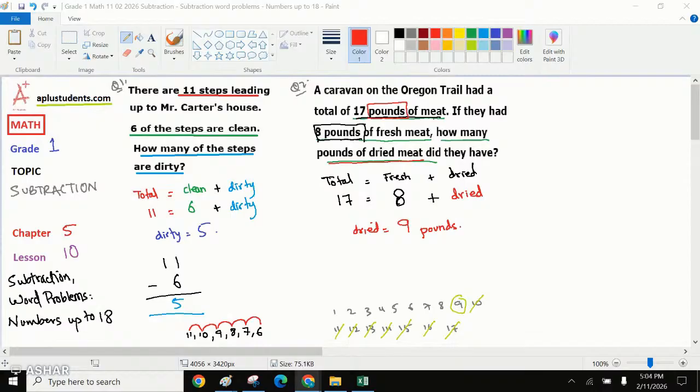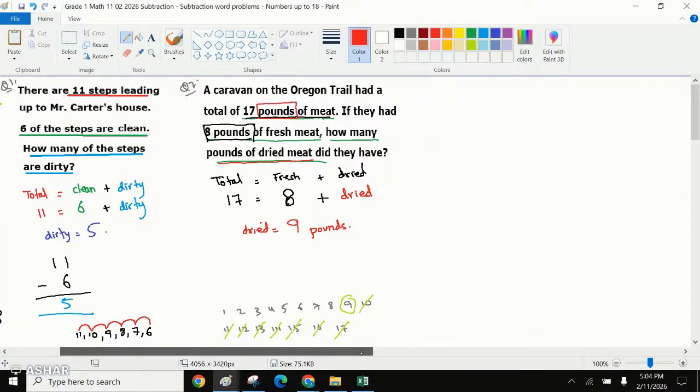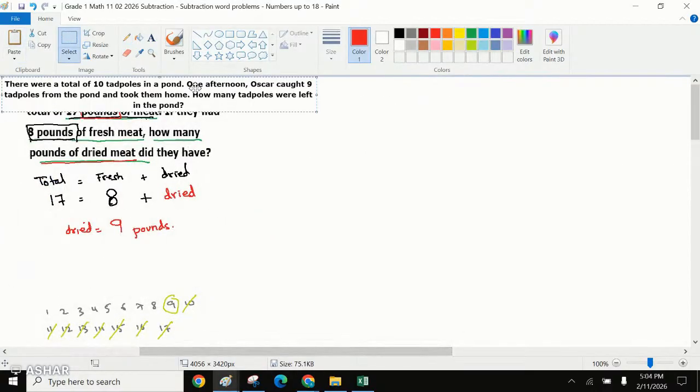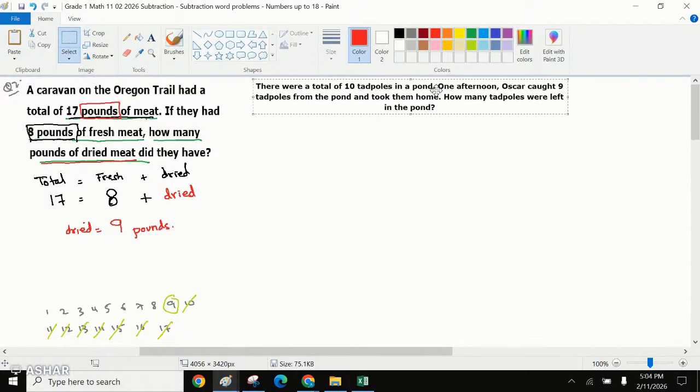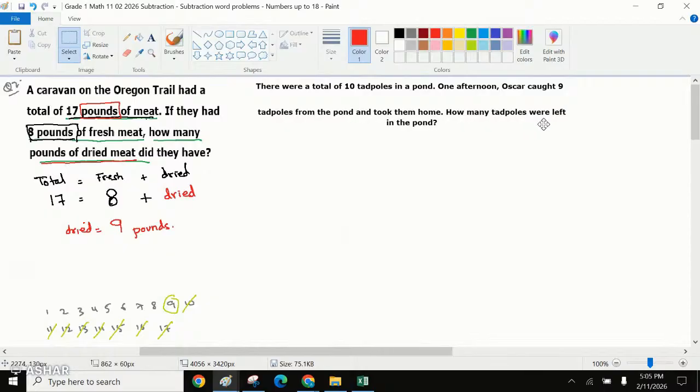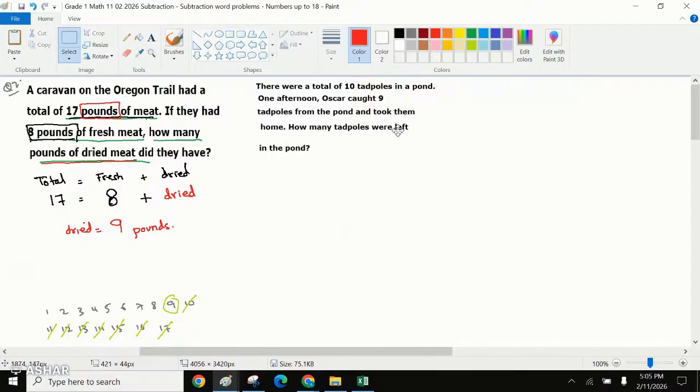Yes, perfect. 9 pounds. For the next question, it says, okay, they're using the word tadpoles. A tadpole is a baby frog, right? There were a total of 10 tadpoles in a pond. One afternoon, Oscar caught 9 and took them home.